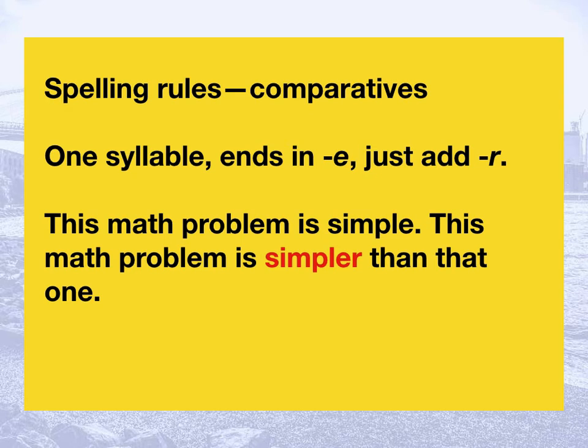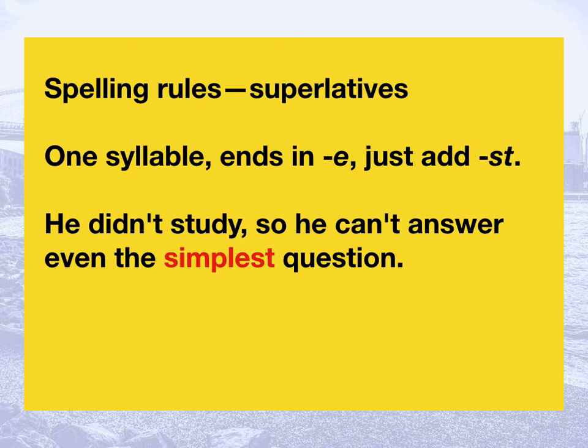Pointing out a couple of spelling rules. Of course, when you have the short adjectives that end in E, we're just going to add R. So for example, this math problem is simple. This problem is simpler than that one. Same kind of rule for superlatives. When your short adjective ends in E, you just add st. He didn't study, so he can't answer even the simplest question.